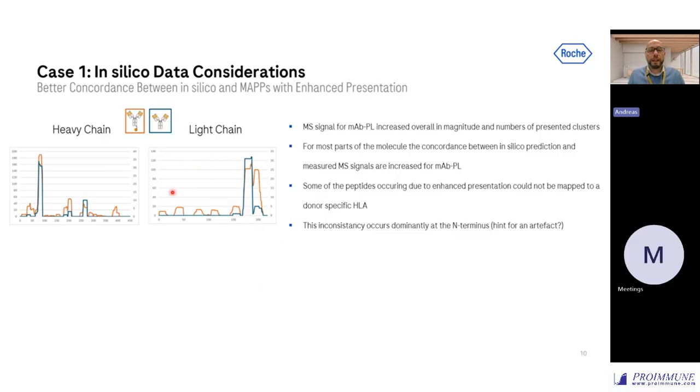So what we saw before on the heat map is now here in a linear fashion, probably best to illustrate on the light chain. So if you follow the blue line, here we didn't detect any clusters in the VH region at the N terminus and some clusters here at the C terminus. And if we take the MS spectrum of the monoclonal antibody with the payload, we see that here are those new clusters that were newly discovered when we have this enhanced presentation. Similar happened here in the heavy chain.